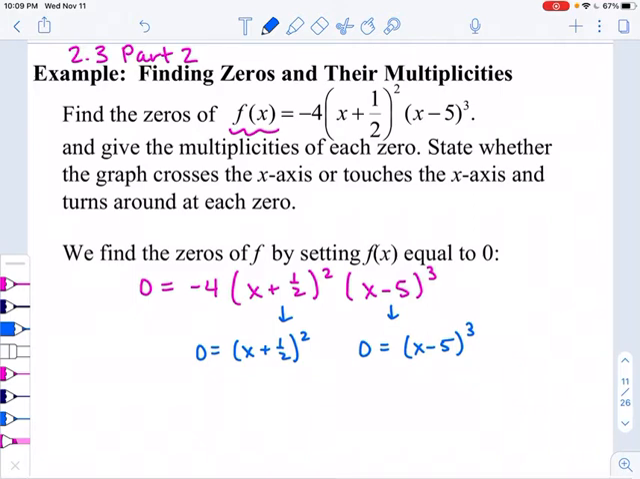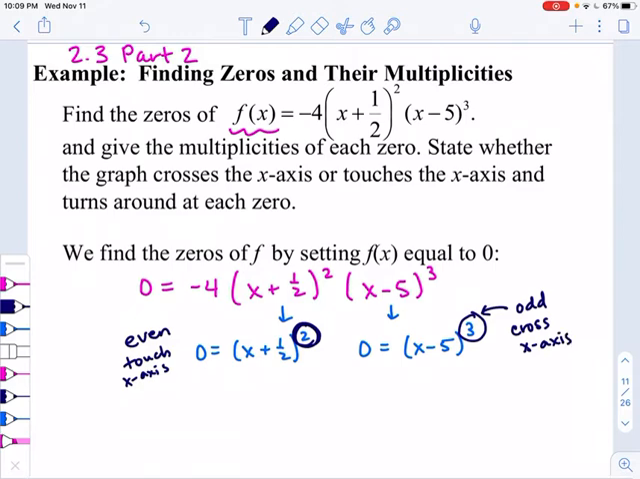So let's start by looking at that power. If I look at the second power, is that an even or odd multiplicity? Well, a 2 is an even multiplicity, which means it's going to touch the x-axis. If I have a power of 3, I have 3 of these factors, which means we have an odd multiplicity. And if it's odd, that means it's going to cross the x-axis.